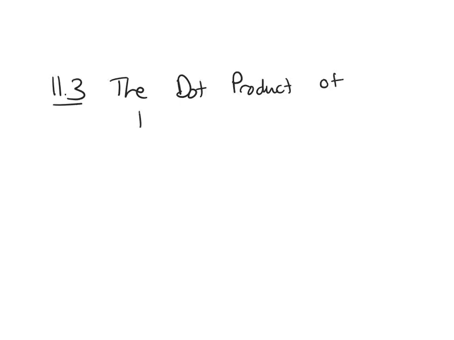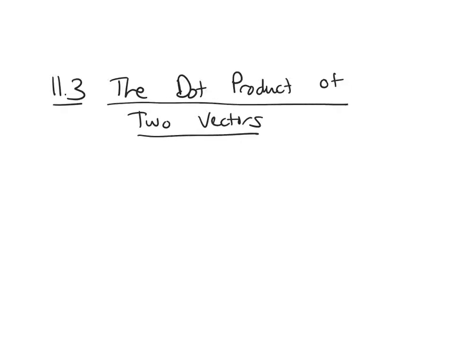Let's start our next section, which will be 11.3, which is about the dot product of two vectors. So let's start with a definition of what the dot product is.